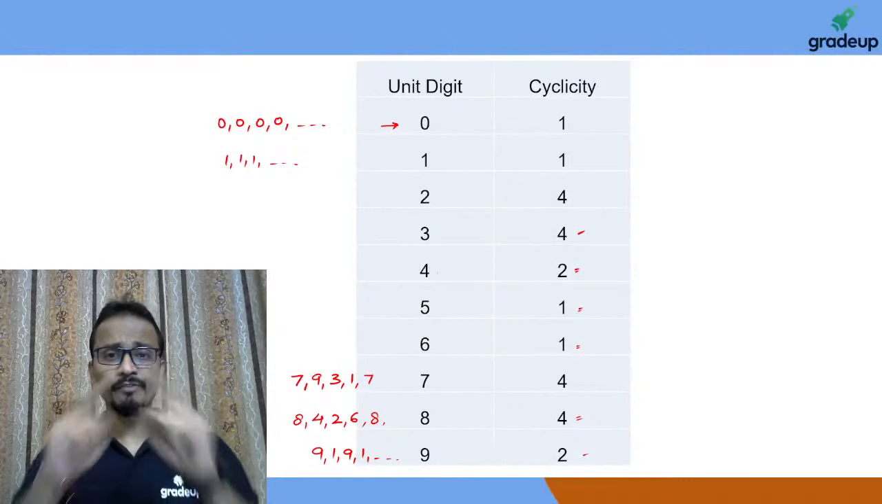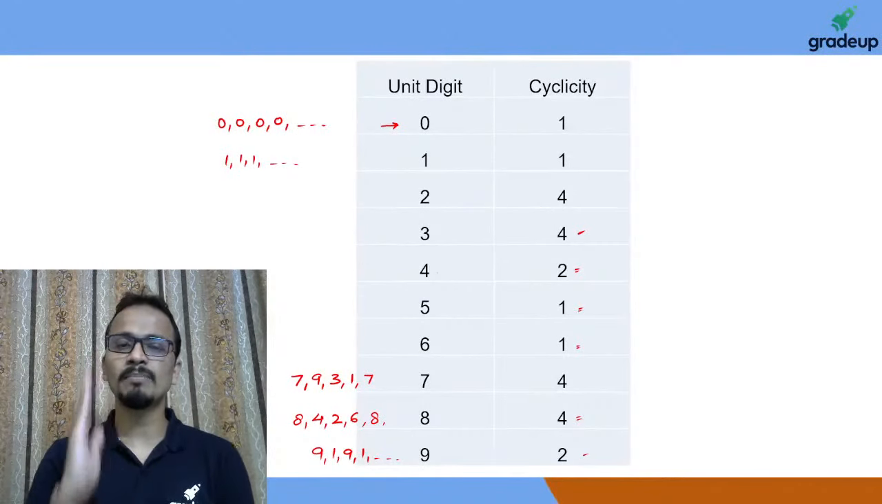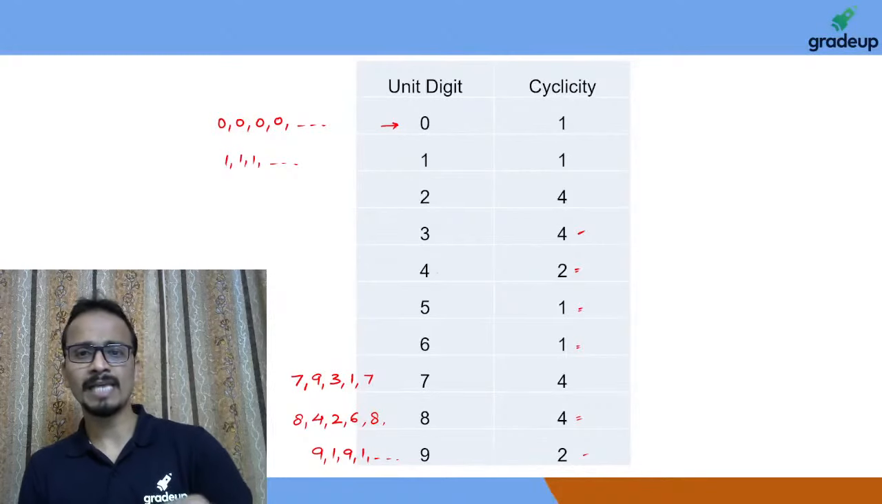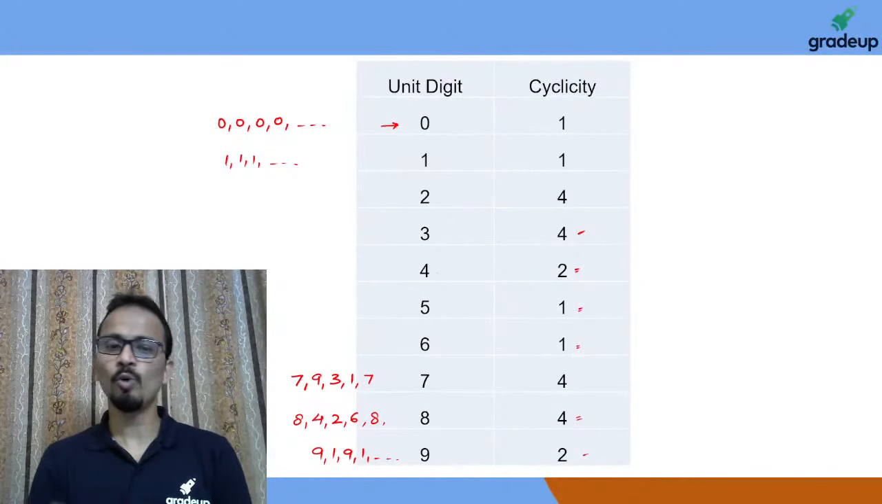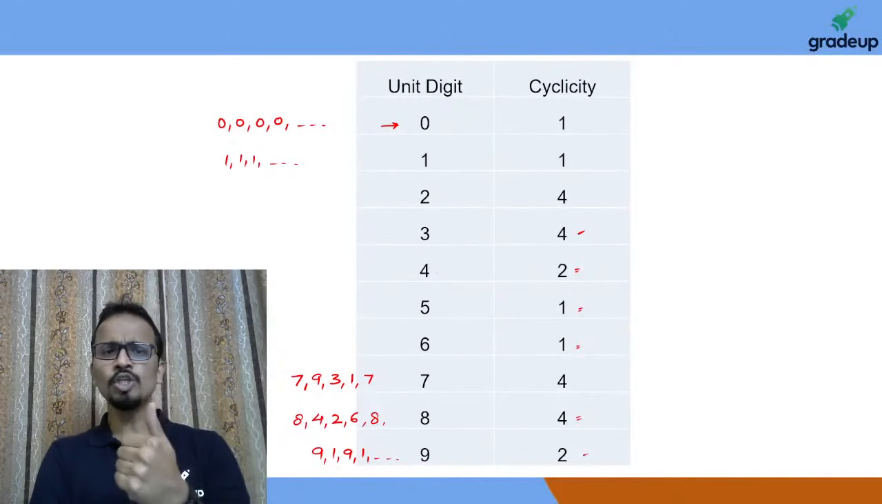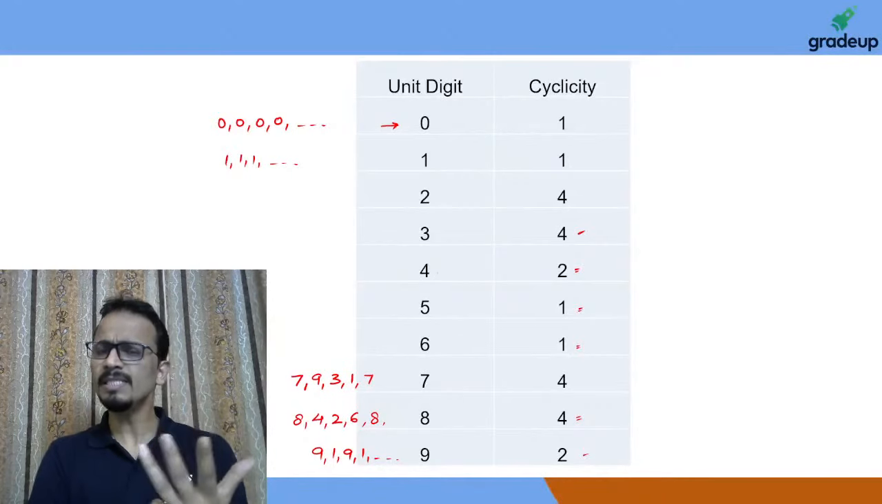Now, if you look at this entire table, you will observe that we have different cyclicities for different unit digits. There is a cyclicity of 1 present. There is a cyclicity of 2 for 4 and for 9. And the remaining numbers 2, 3, 7, and 8 have a cyclicity of 4.